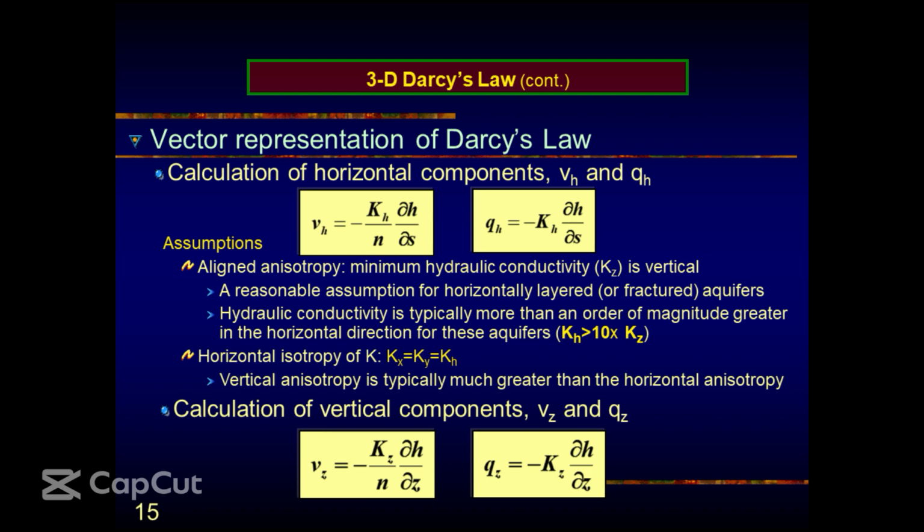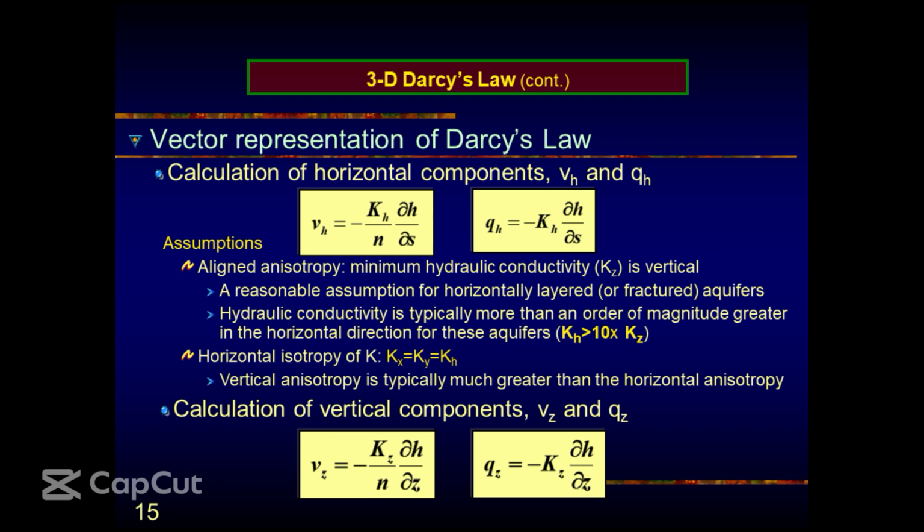I mentioned that you have principal axes, which are kxx, kyy, and kzz, isn't it? When these principal directions are aligned with the coordinate axes, using the right-hand rule, this is the right-hand rule for our 3D, isn't it? This is y, x, and z. So when the principal directions are aligned with the Cartesian coordinate system, we say we have aligned anisotropy because they are aligned. So that's why I was asking him to tell me, what do you mean by aligned?